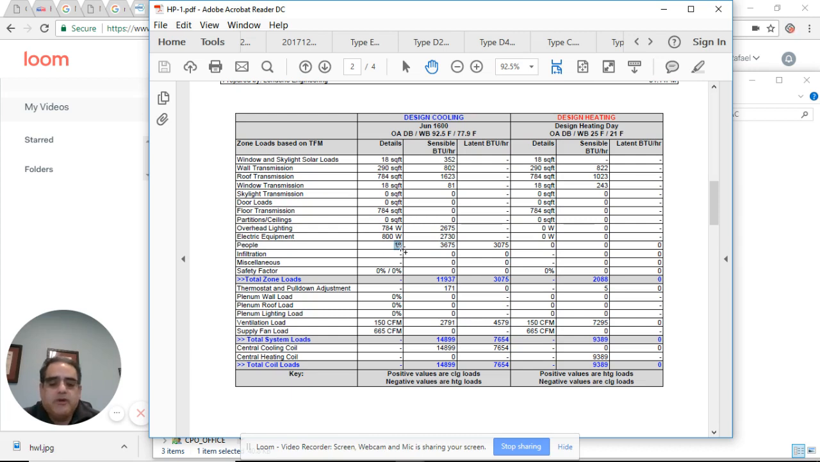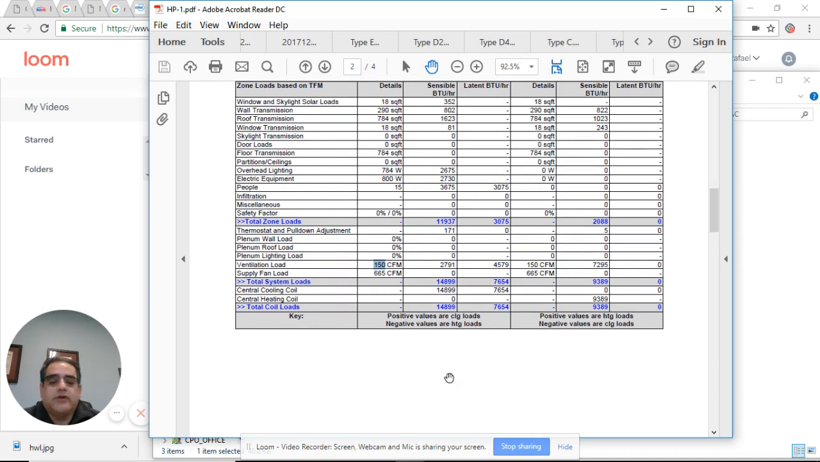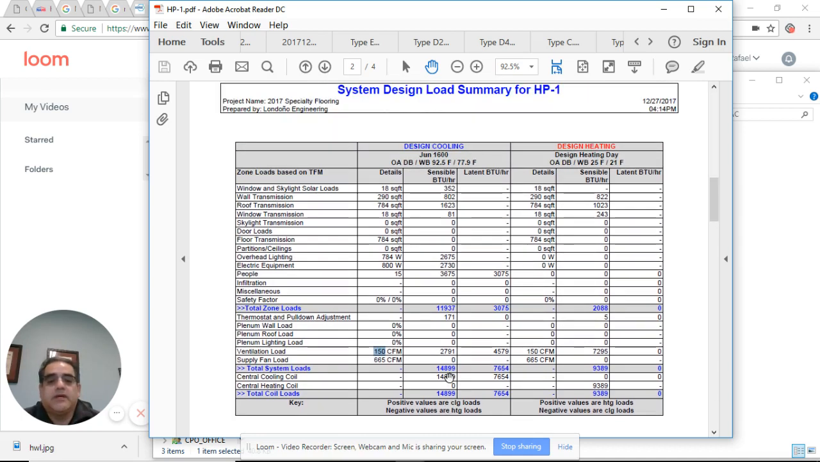8 people in the break room, 8 people in the conference room, 2 people in the office. In that office, another 2 people. So that adds up to 15, I think. Now, the ventilation load, there's our CFM right here, 160 CFM, 150 CFM. So that makes sense. So we come in here to check to make sure we didn't make any mistakes.